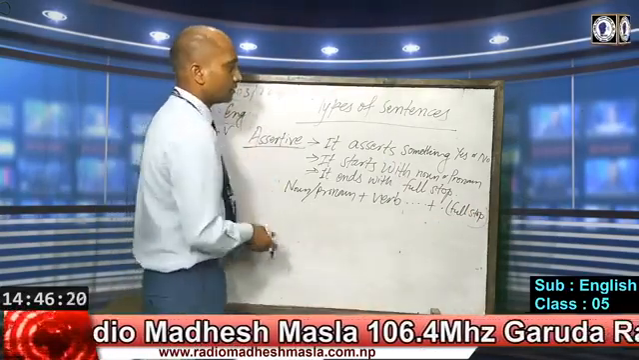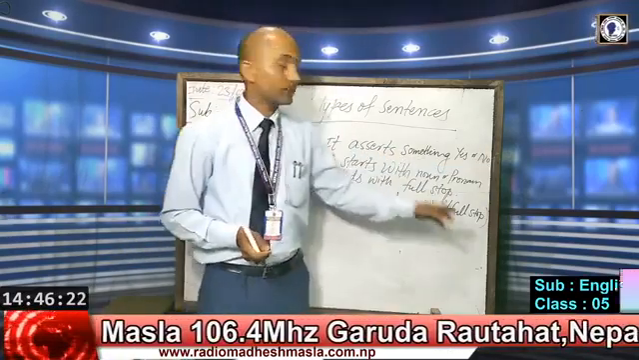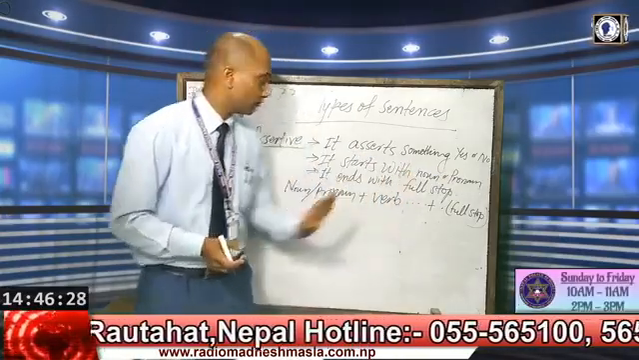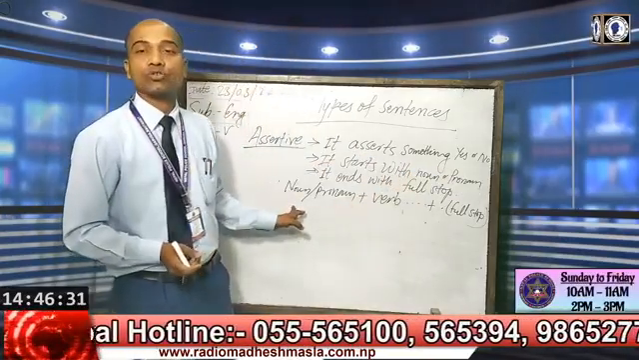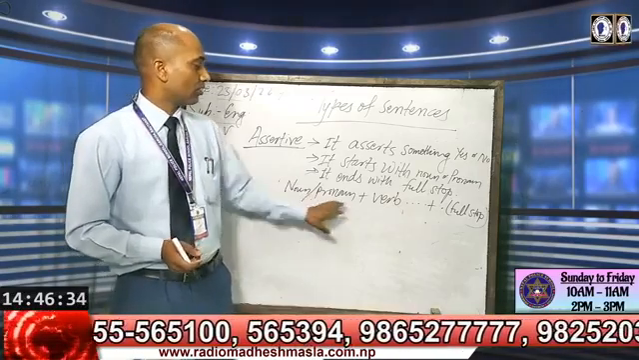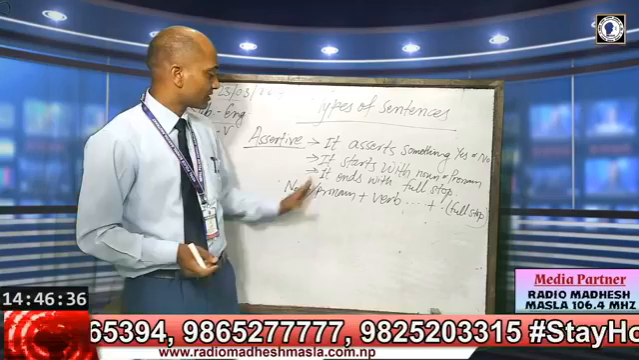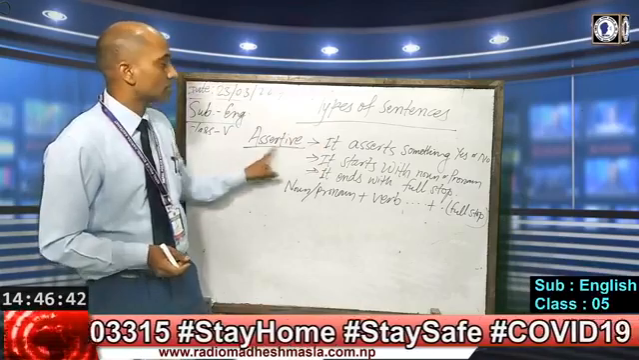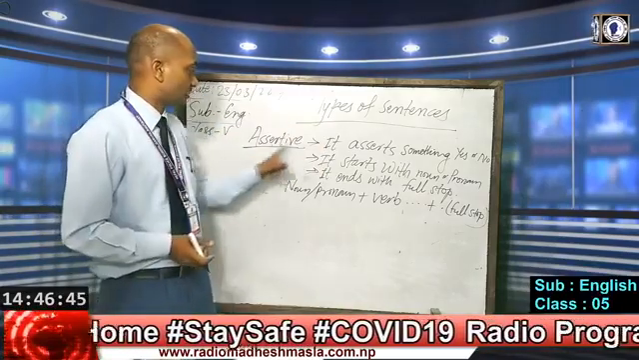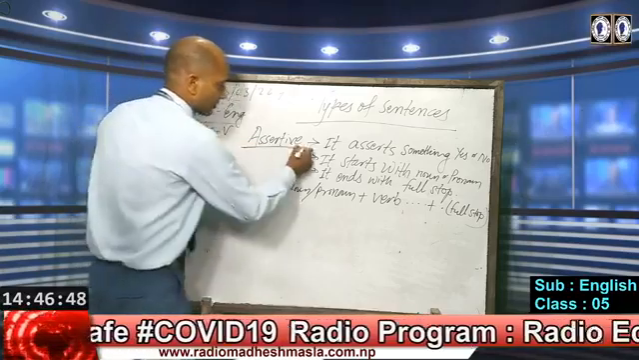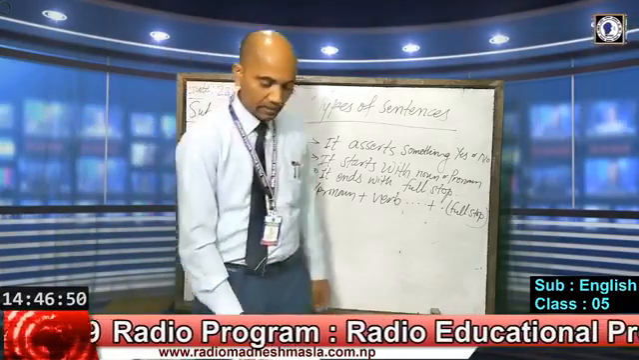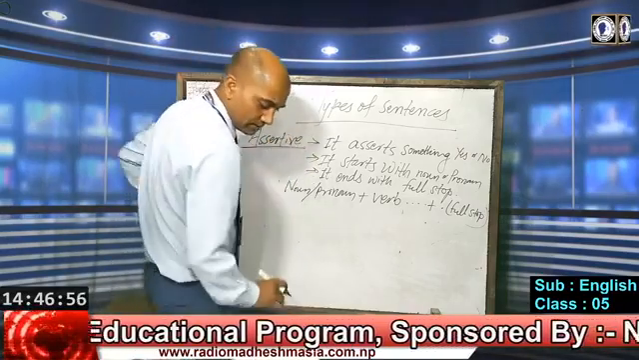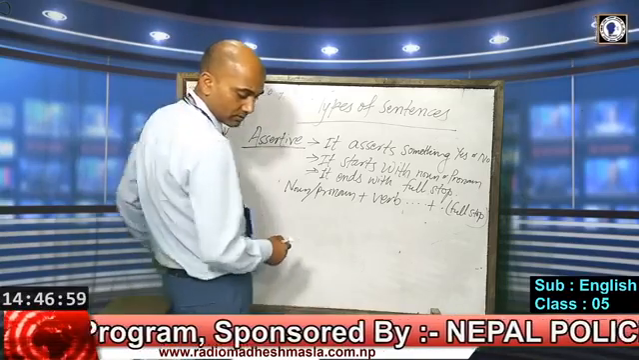Assertive sentence. It asserts something, yes or no. It says something, yes or no. It starts with a noun or pronoun. It ends with a full stop. You can see the structure of the assertive sentence: noun slash pronoun plus verb plus full stop. These are the qualities of the assertive sentence. Let me give you an example of an assertive sentence. Then we will go into the interrogative sentence.